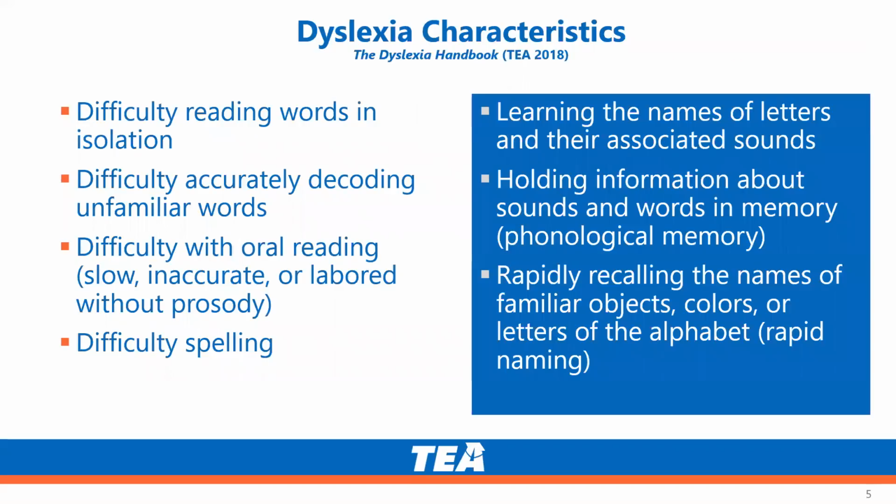The Dyslexia Handbook describes some of the common characteristics of dyslexia as having difficulty with words in isolation, accurately decoding unfamiliar words, oral reading, and spelling. Students with dyslexia may have challenges with learning the names or associated sounds of letters and holding on to that information in their memory. These students may also have difficulty quickly recalling the names of familiar objects, colors, or letters.